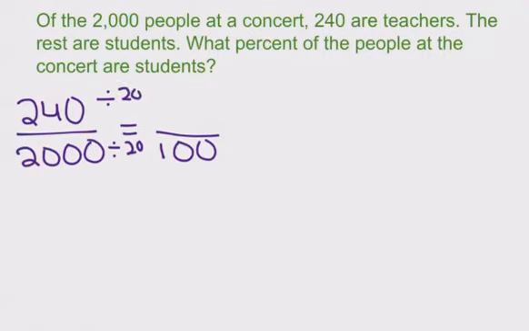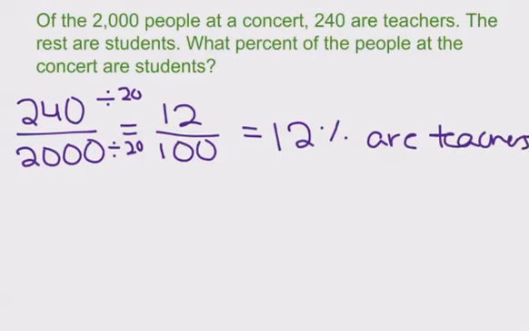And for this one, 240 divided by 20, you would find the answer to be 12. Since percents are always out of 100, this would be 12% of the people at the concert are teachers.